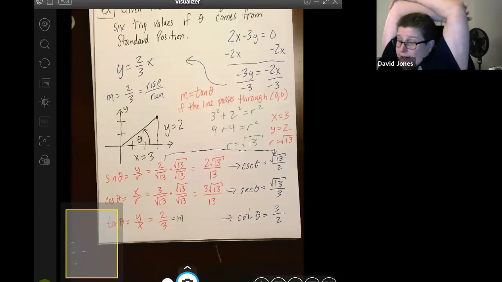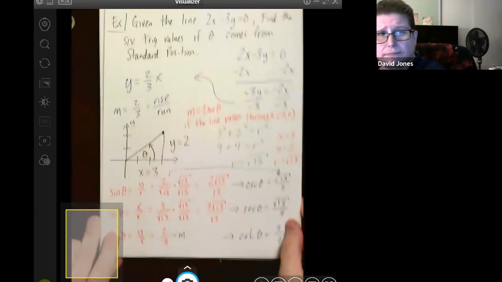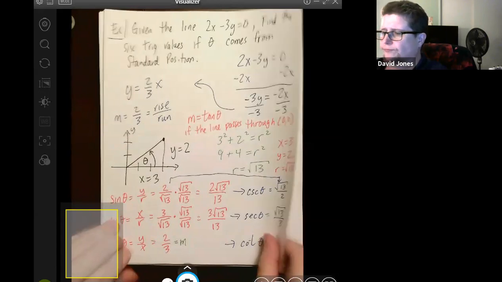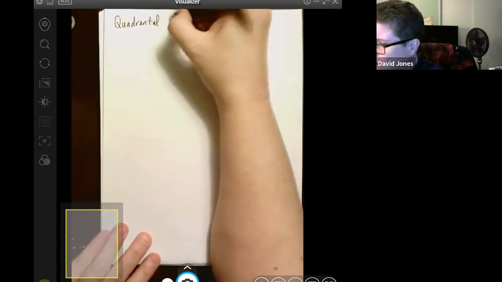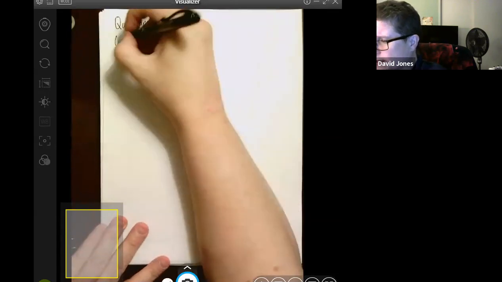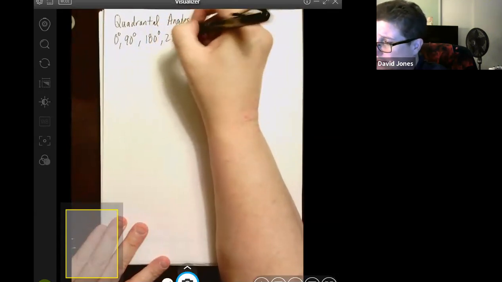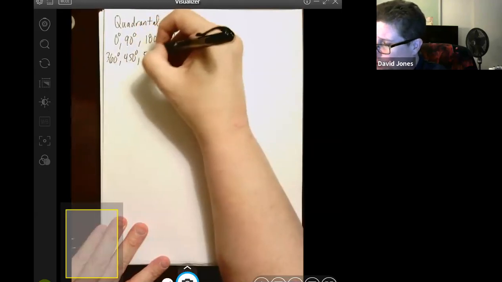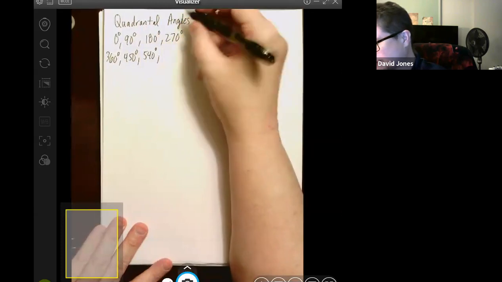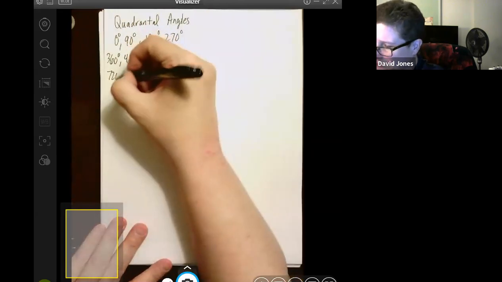So those are them. Let's look at the quadrantal angles. Pause it if you need to right here. Okay. So the quadrantal angles: 0, 90, 180, 270, 360, 450, 540, 630, etc. 720. We keep going.